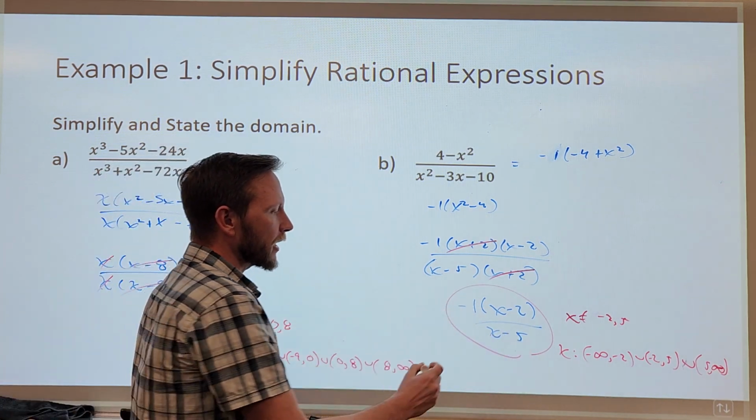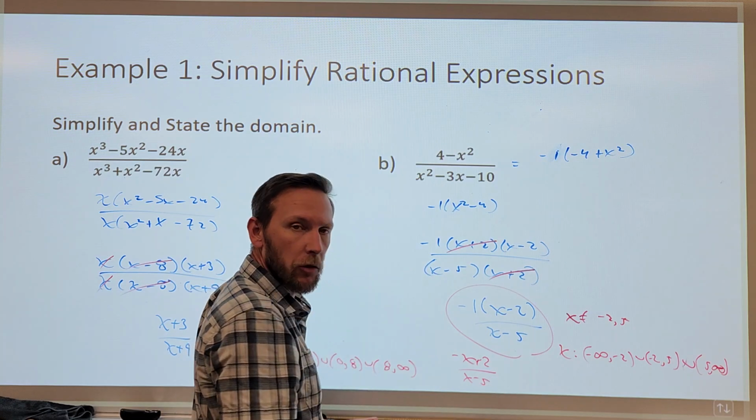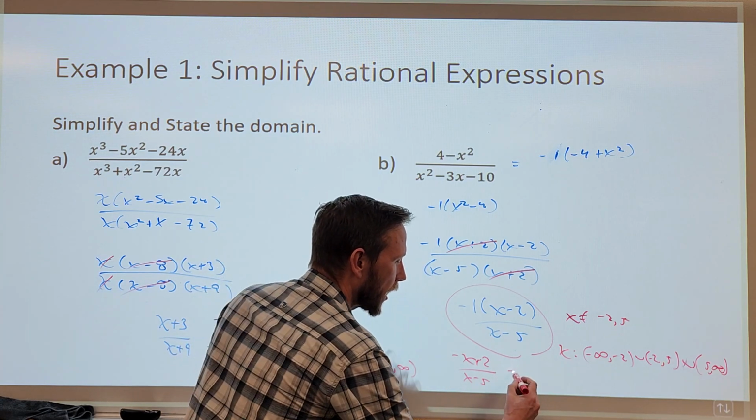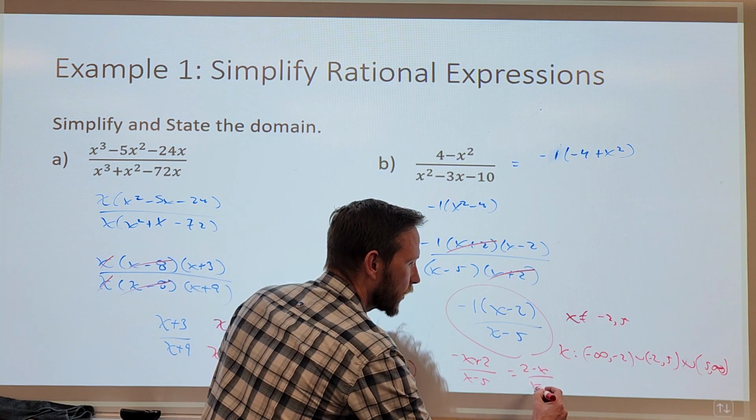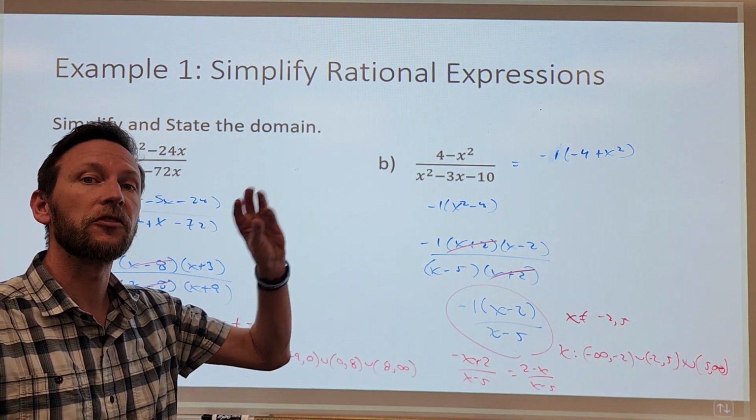Do I need to rewrite that as the opposite of x plus 2 over x minus 5? You don't have to. You can. You're welcome to. Can I write that as 2 minus x over x minus 5? Yes, you can, but you do not have to. Leaving it in factored form is fine for now.